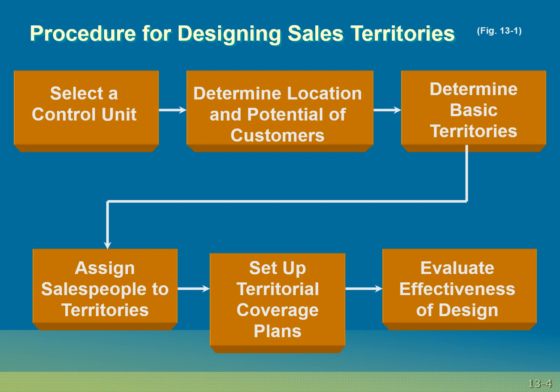Then you need to determine the basic territories for the sales force. And then you assign your salespeople to territories. John, you go to Columbia County. Ben, you go to Edgefield County, and maybe Sarah, you can go to Aiken County. Or you go to South Carolina, you go to Georgia, you go to North Carolina, or you go to Massachusetts or Maryland. So assign your salespeople to territories, and then you need to set up territorial coverage plans.